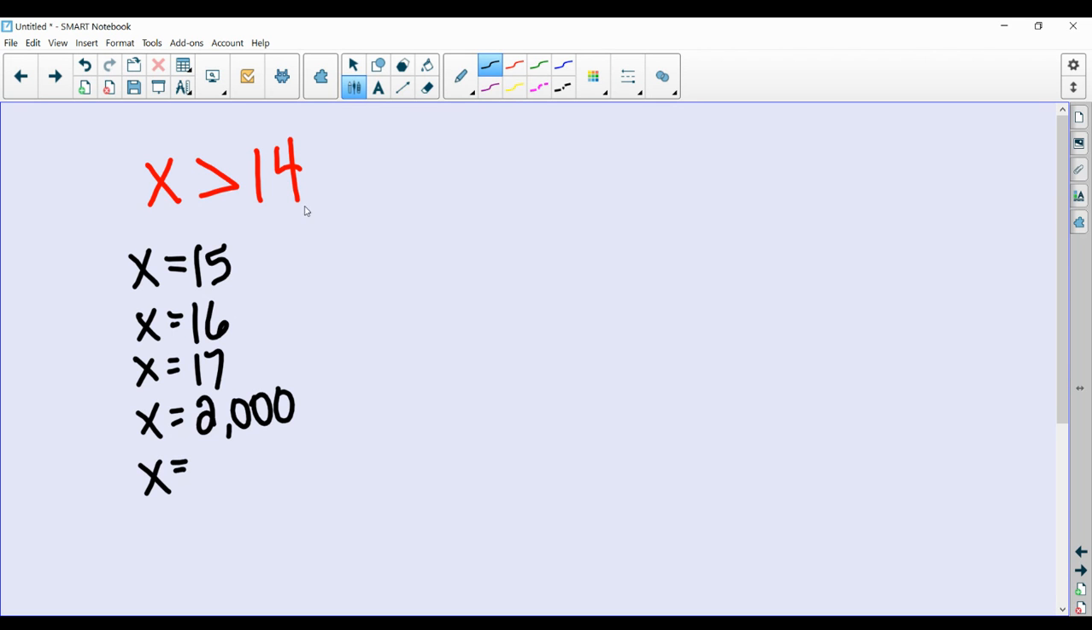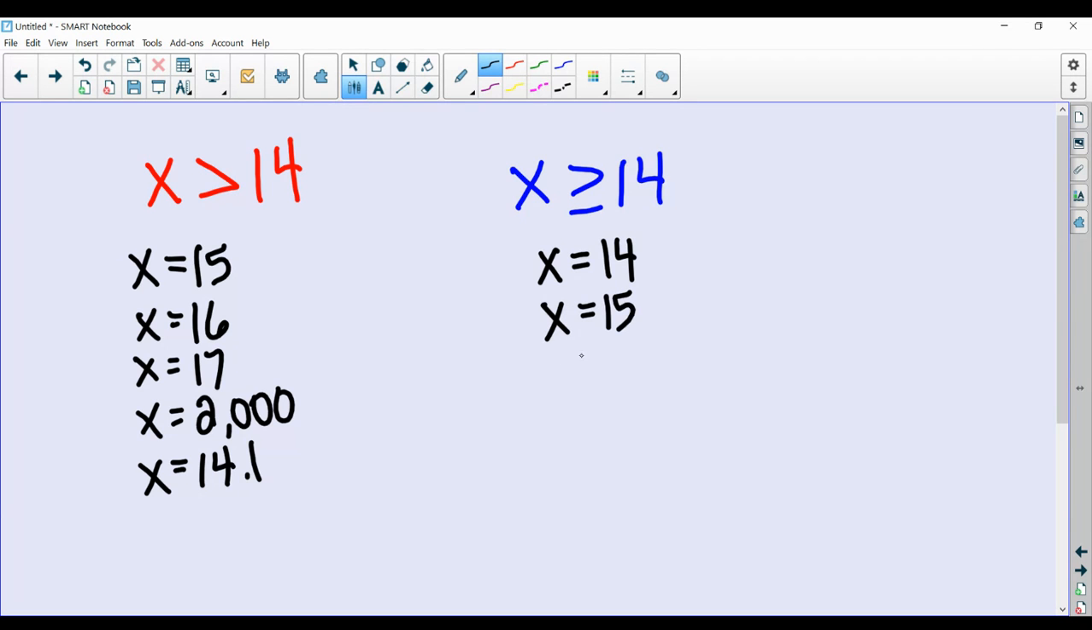X could even be, I could have just done 14.1 because it just has to be greater. So anything that's greater than 14 would have worked for x. If I had given the inequality x is greater than or equal to 14, then that adds the extra possibility that x could actually be 14 itself. It could either be 14 or it can be anything bigger, like all of these numbers that I listed. So x could be 15, x could be 16, x could be 17, x could be so many different things.